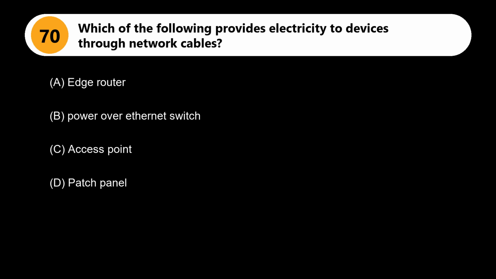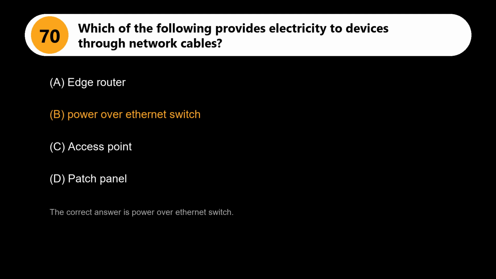Question 70. Which of the following provides electricity to devices through network cables? Option A, edge router. Option B, power over Ethernet switch. Option C, access point. Option D, patch panel. The correct answer is option B, power over Ethernet switch.